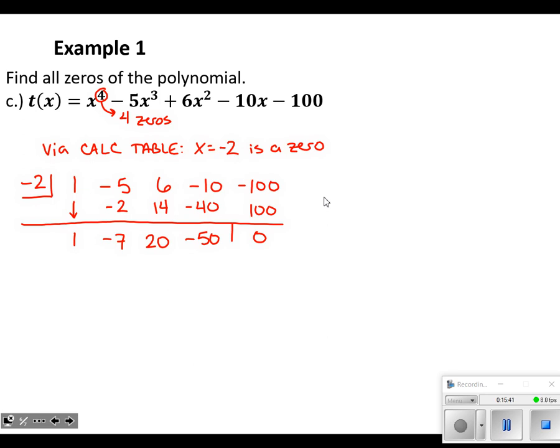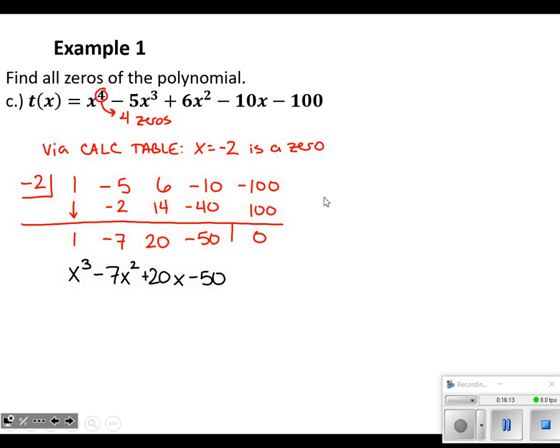So now I've got this new depressed polynomial. Go ahead and change colors here. X to the third minus 7x squared plus 20x minus 50. And as you can tell, we're left with a cubic function. However, I can't do factor by grouping, so I've ended up with a place where I'm not factorable yet. I need to try and find another 0. I need to keep working with that polynomial in black to try and divide it up a little bit more. All right, so let's see what we get there.